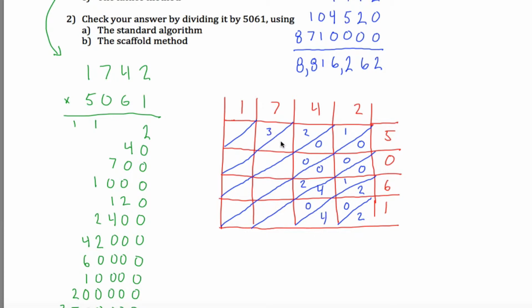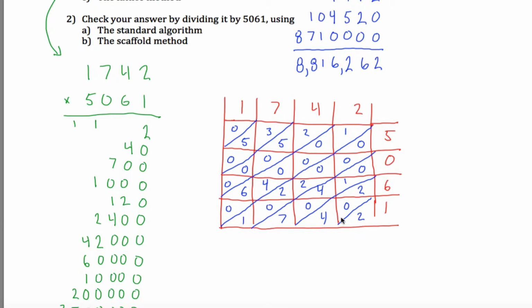7 times 5 is 35. 7 times 0 is 0. 7 times 6 is 42. And 7 times 1 is 7. 5 times 1 is 5. 0 times 1 is 0. 6 times 1 is 6. And 1 times 1 is 1.